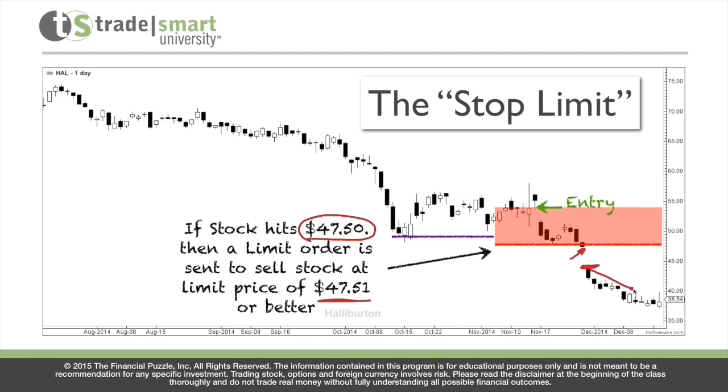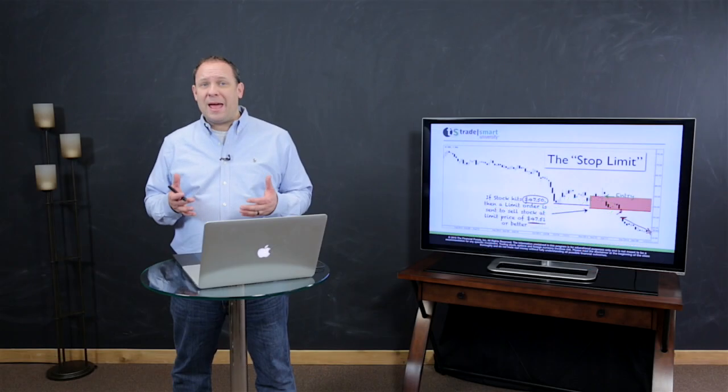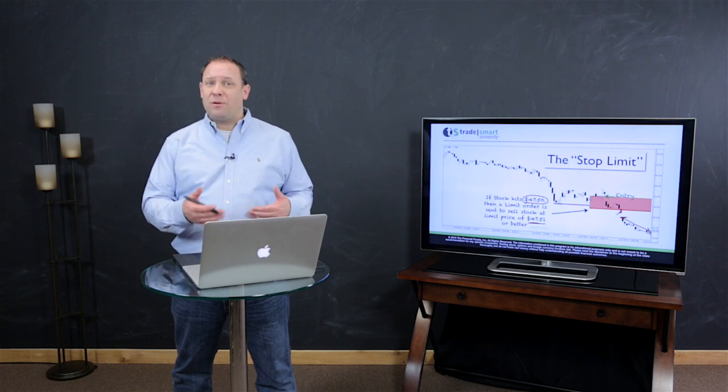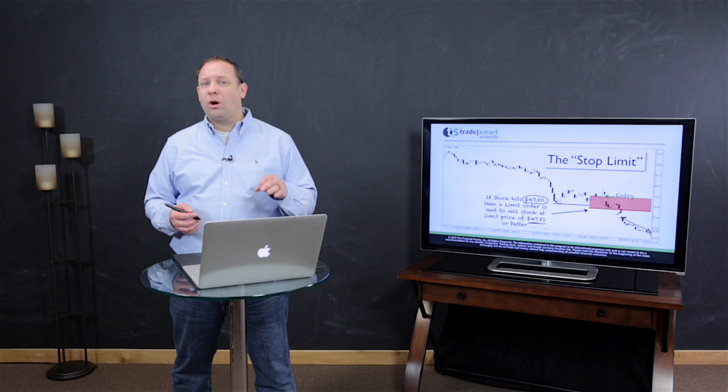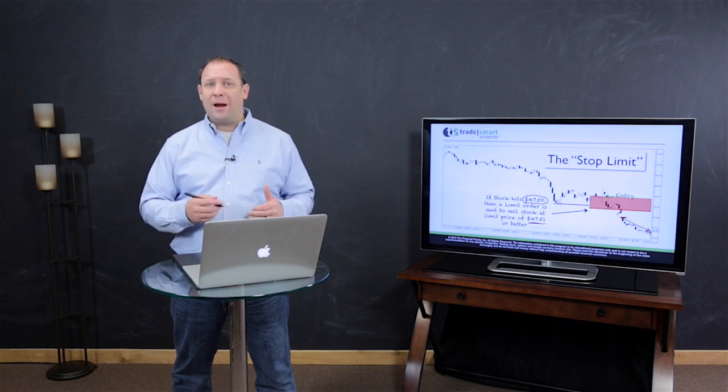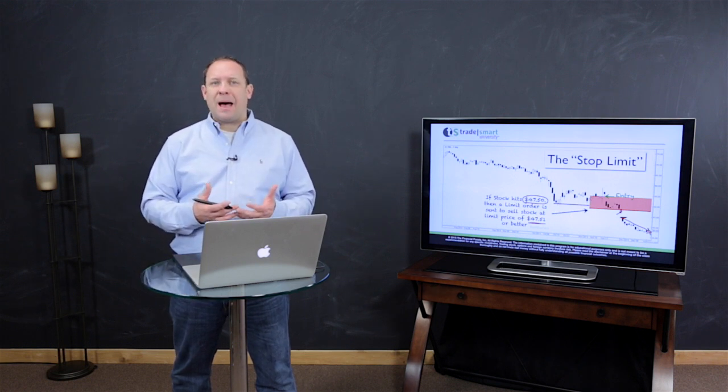So your broker cannot legally fill that order at 45, even though the stock continues down the mountain and it continues to sell off. The broker cannot sell that trade for you at $45 because you've told them, I will only sell at a limit order of 47.51 or better. That's the danger of the stop limit.